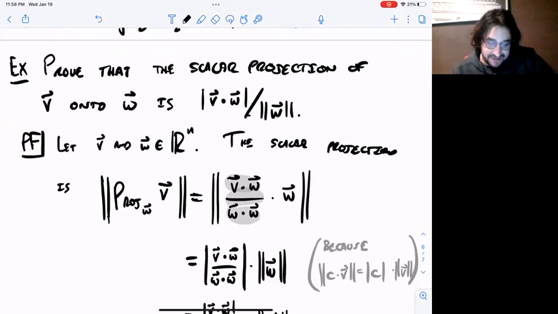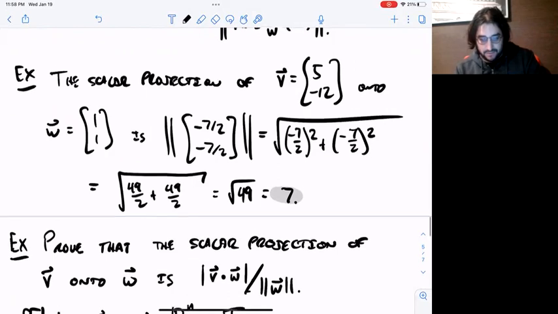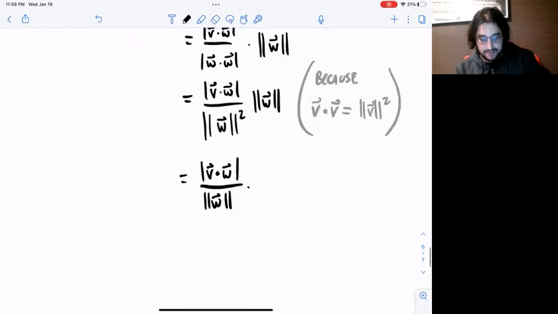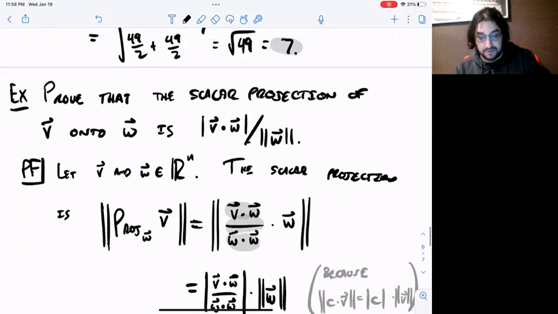So let's adjust it. Instead of just saying the projection of v onto w is v dot w, which wasn't quite correct, it's v dot w divided by the magnitude of w, right? That's actually the scalar projection. So that's what we really should have been proving.